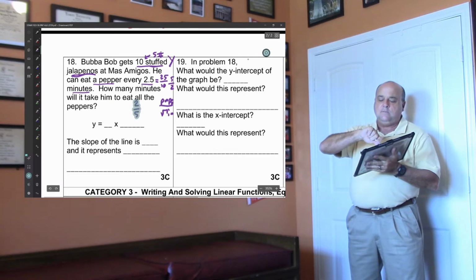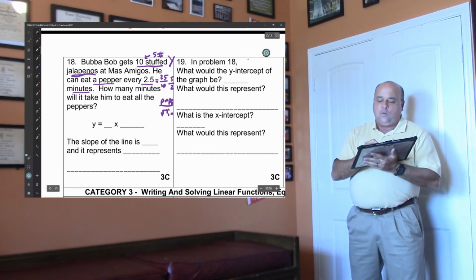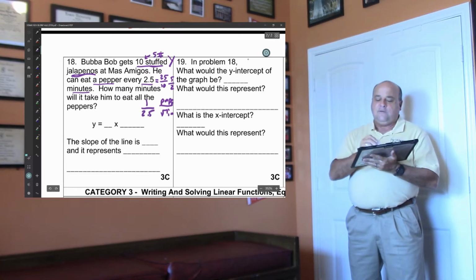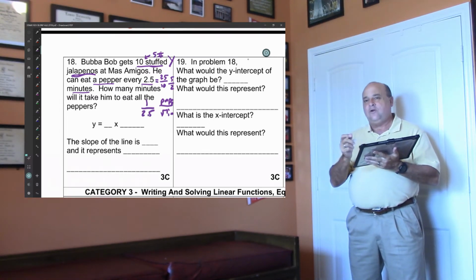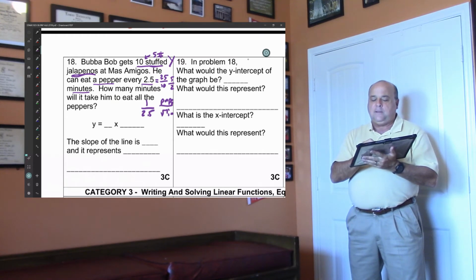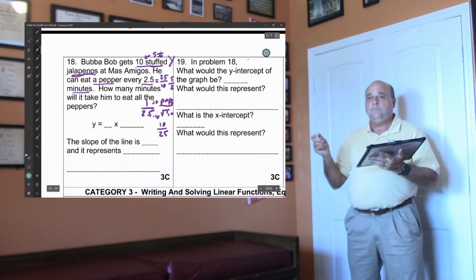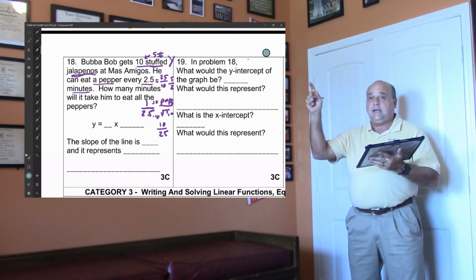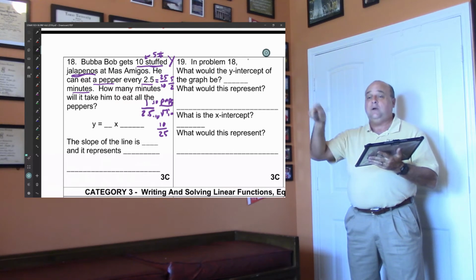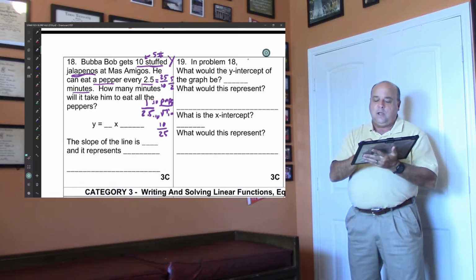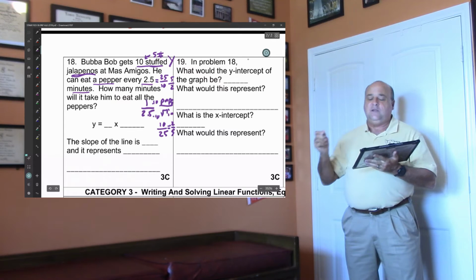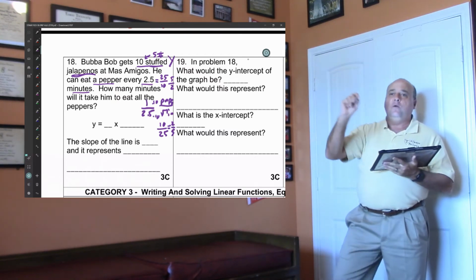Let's do that again. If he could eat 1 pepper every 2.5 minutes, and I were to make this a fraction, it's kind of hard to understand. So I'm going to multiply the top and the bottom by 10. That gives me 10 over 25, doesn't it? 1 times 10 is 10, and 2.5 times 10 is 25. I got rid of the decimal. That would simplify to 2/5. So my slope on this would be 2/5.